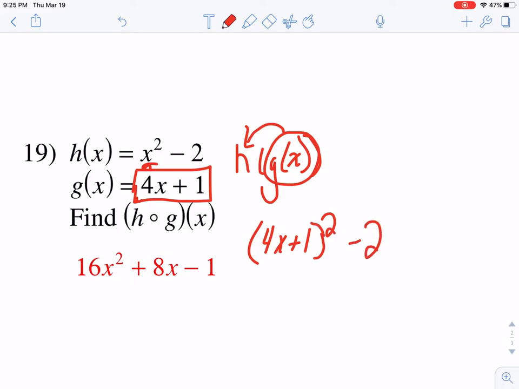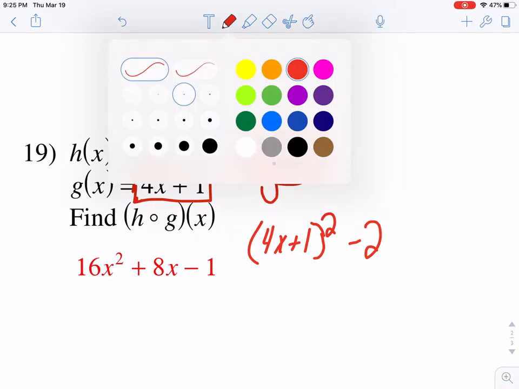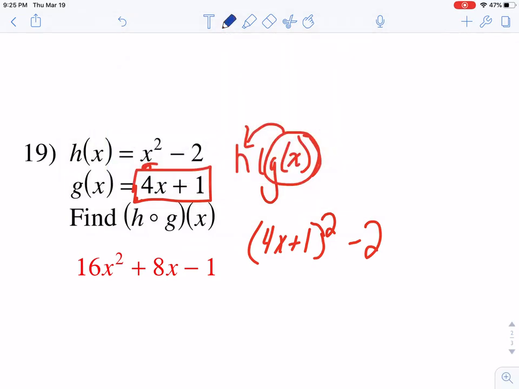The kids did the work and they didn't get this answer, 16x squared plus 8x minus 1. The issue was, I'm going to put this in blue, and then I'll erase it and put it in something else. Kids were simply squaring the 4x and getting 16x squared, and squaring the 1 and getting 1, and then attaching the minus 2 on. But remember, even when we did the notes, I talked about this. This was a common mistake for kids and it happens a lot.